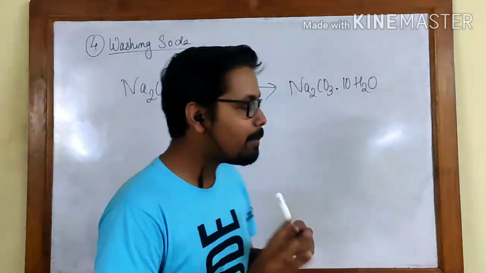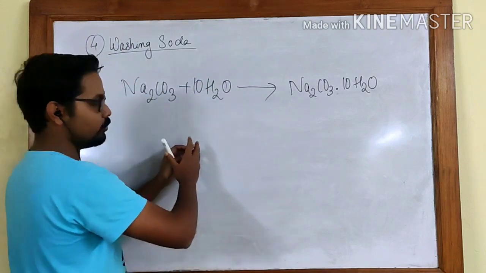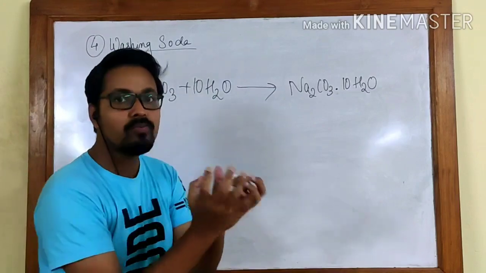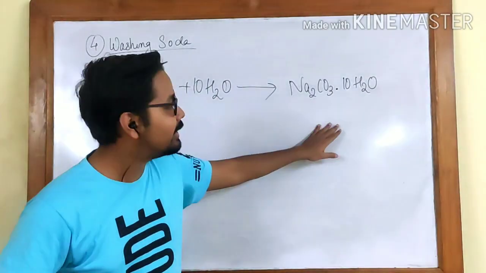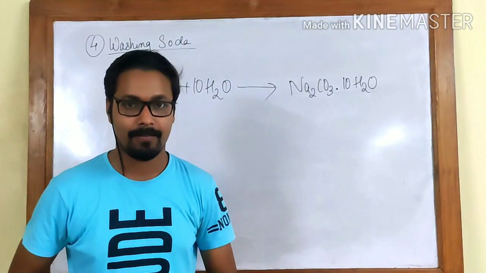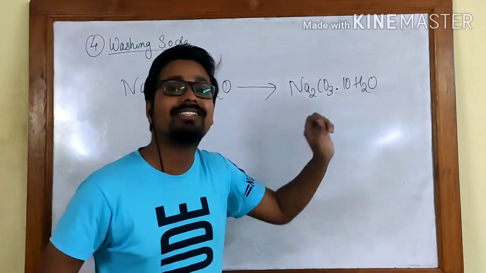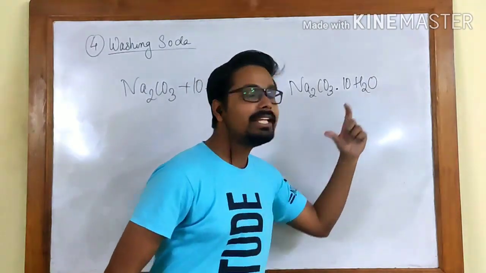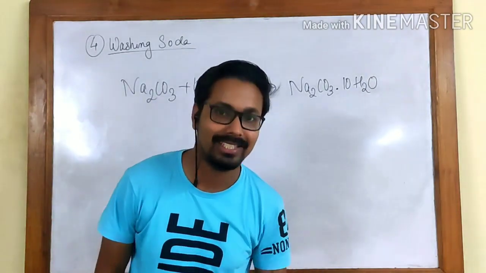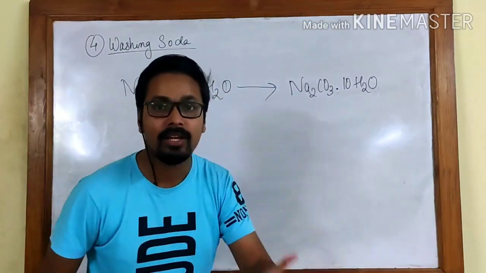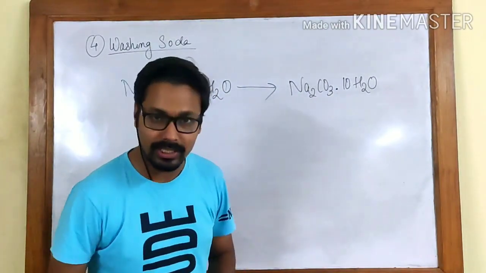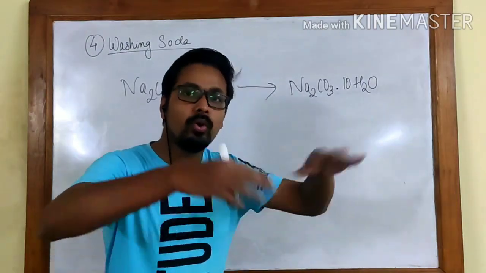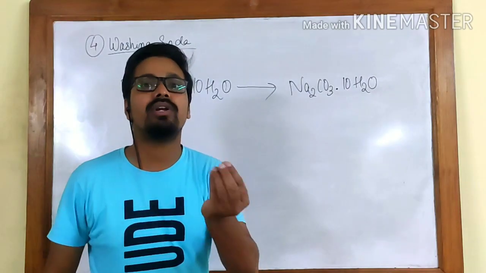What happens here is these 10 water molecules will get bound to this Na2CO3 and form one crystal of Na2CO3 where there are 10 molecules of water present. This is called the water of crystallization. This dot 10H2O is actually called the water of crystallization, meaning it is helping to form the crystal of Na2CO3. If you heat it, this water will go away and it will become some dry powdery substance.